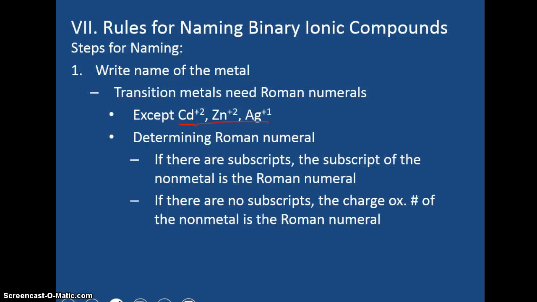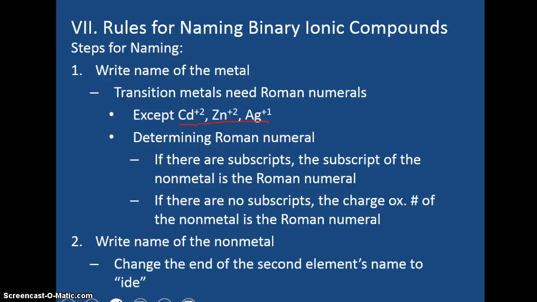To determine the Roman numeral, if there are subscripts, the subscript of the nonmetal is the Roman numeral. If there are no subscripts, the charge, or oxidation number, of the nonmetal is the Roman numeral. So if there are subscripts, the subscript of the nonmetal is the Roman numeral because it crossed over. If there are no subscripts, whatever the charge of the nonmetal is, that's going to be the same as the metal. And then write the name of the nonmetal, but you want to make sure you change the ending of that second element's name to "ide."